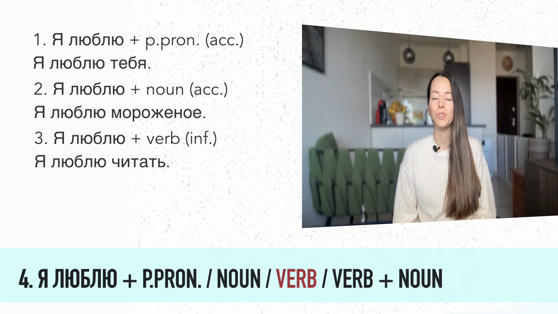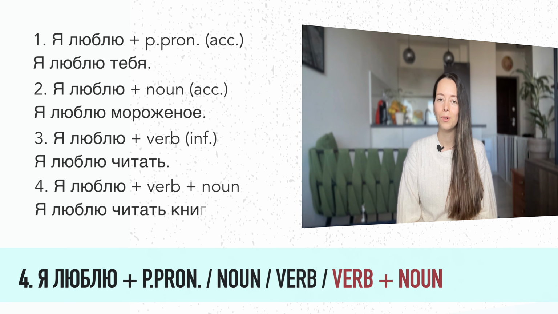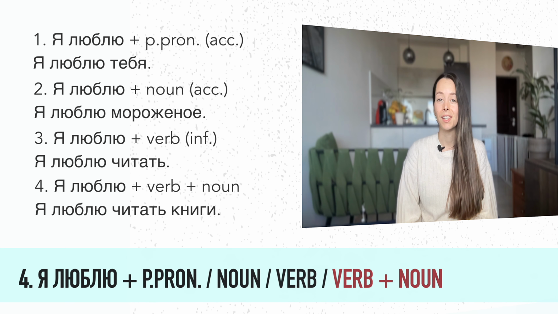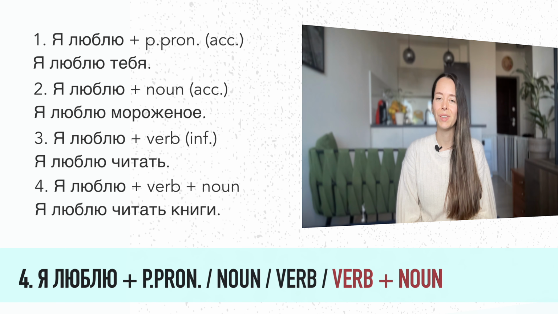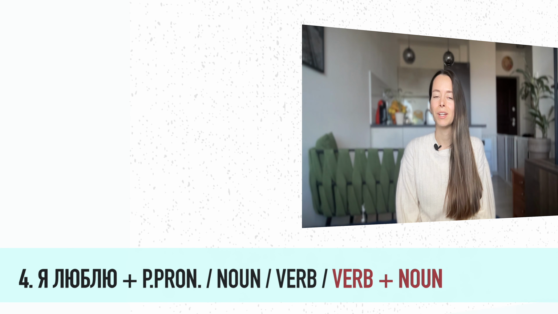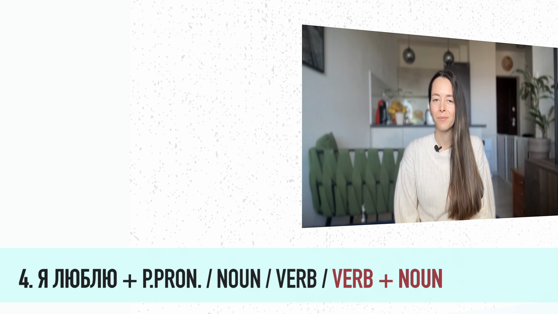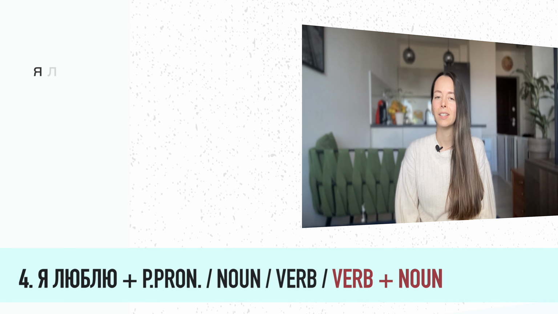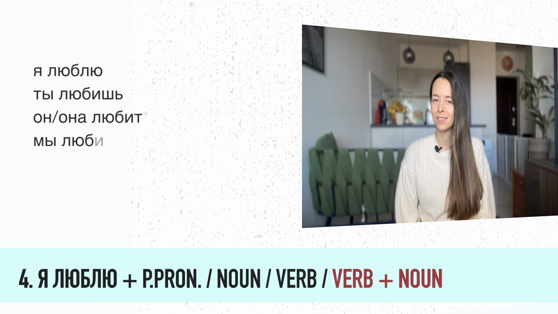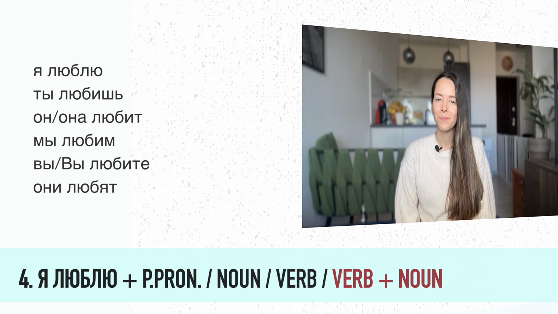And if we decide to use a verb plus a noun, it will look like this. Я люблю читать книги. Pay attention here, the noun is in the accusative case. Я люблю читать книги. We can also modify this construction by changing the personal pronoun and of course the form of the verb любить. So we can have ты любишь, он, она любит, мы любим, вы любите, они любят.